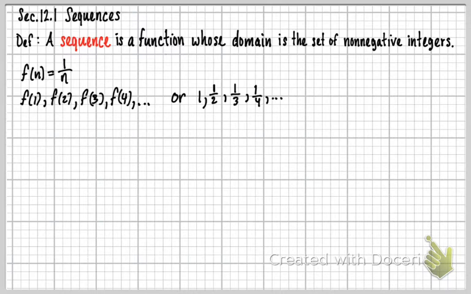The thing is, when I'm talking about these sequences, they're really just a list of numbers. But the domain of these numbers is the set of non-negative integers. So that's the idea here.